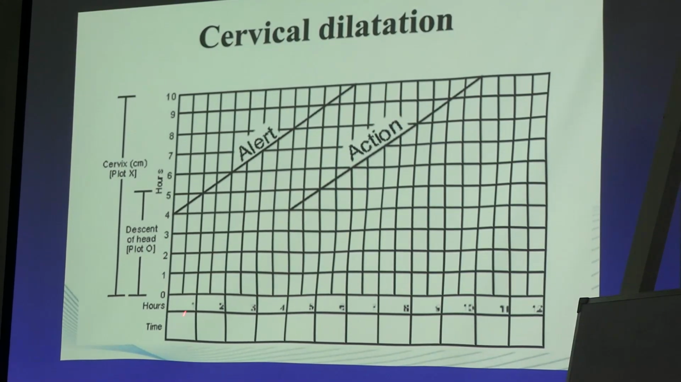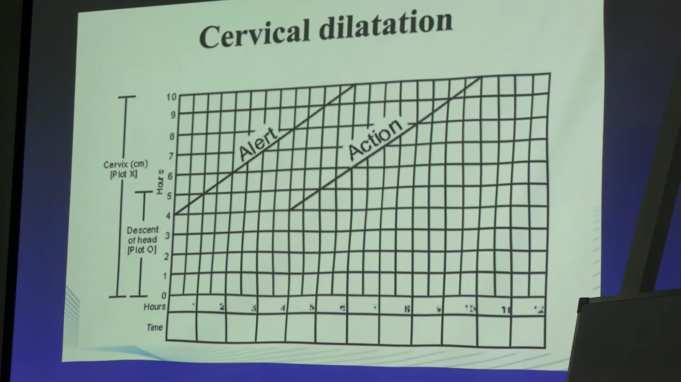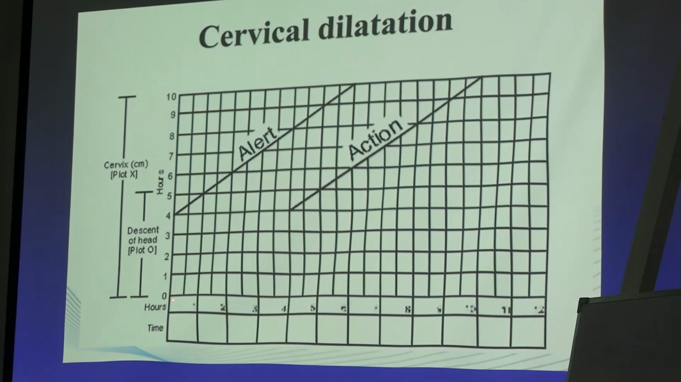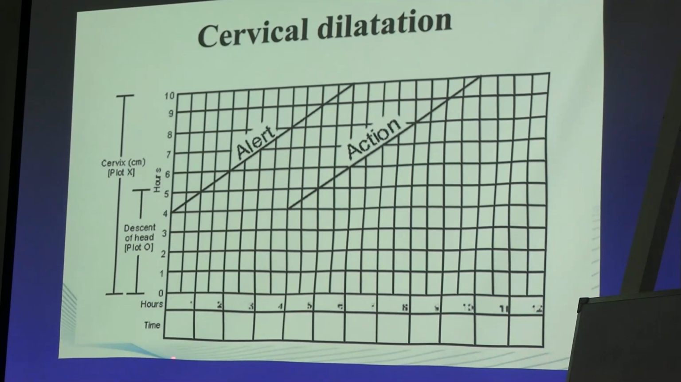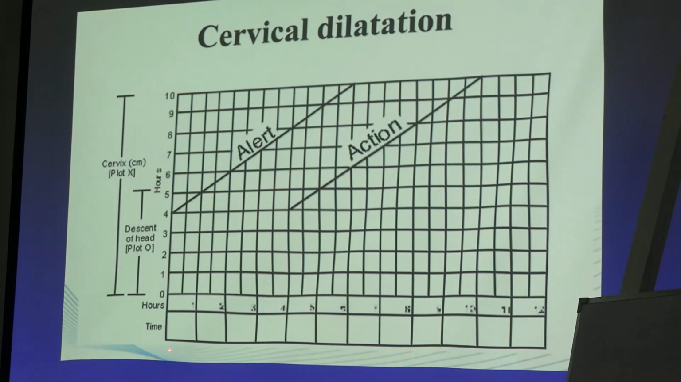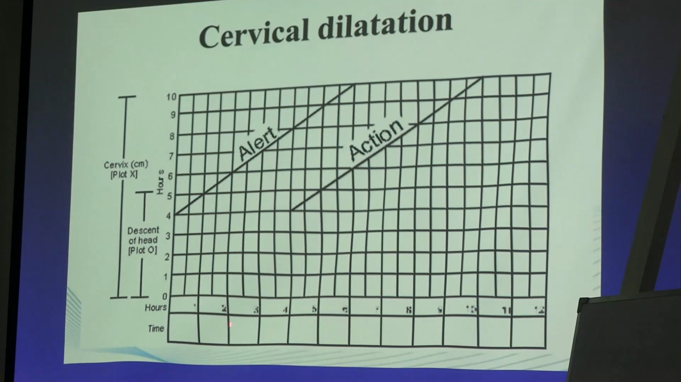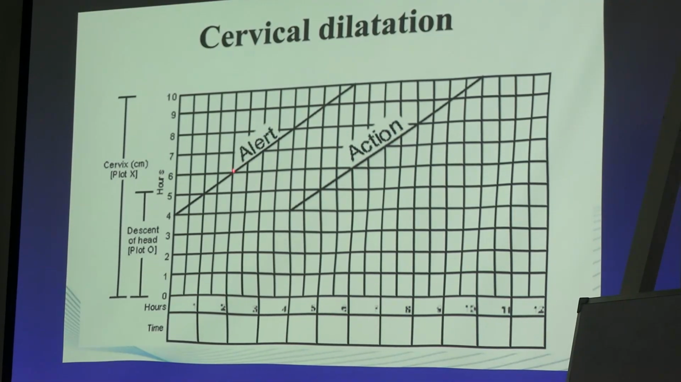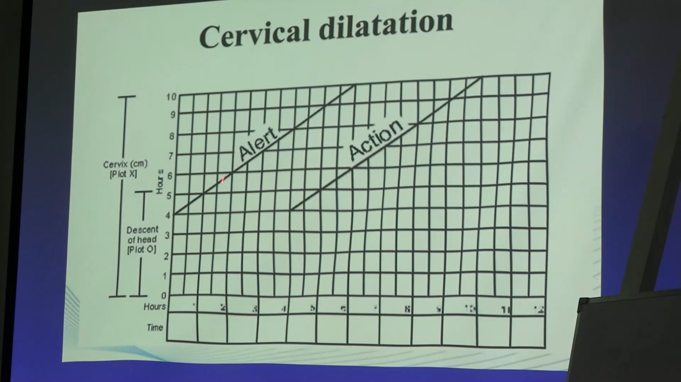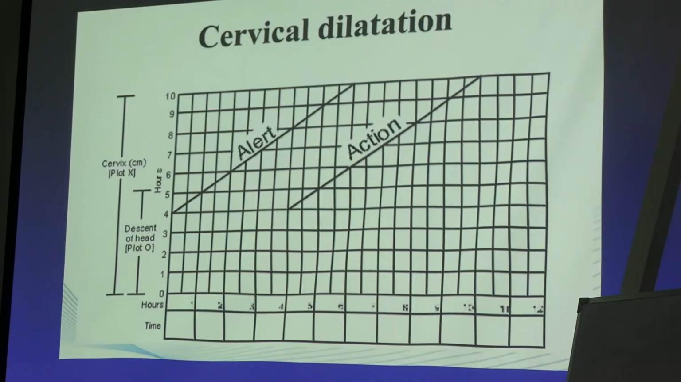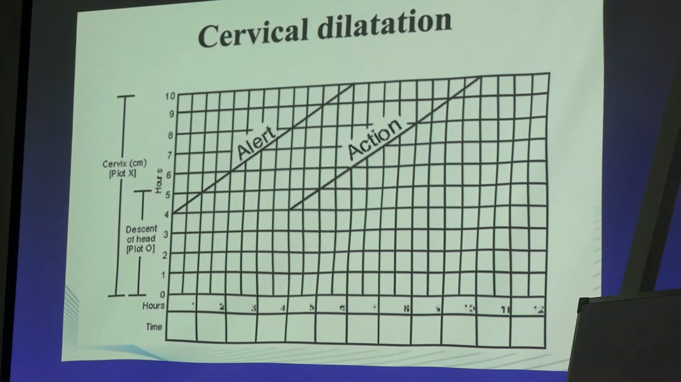Suppose she has come around 2 p.m. and she was 4 centimeters dilated. We will write one cross over here, and write the time as 2 p.m. Then we will assess, say, after 2 hours. 2 p.m., 3, 4. At 4 p.m. we have seen it is around 6 centimeters. Here we will write the cross and join it. That means it is going normally, it is just on the alert line. We don't need to do anything.